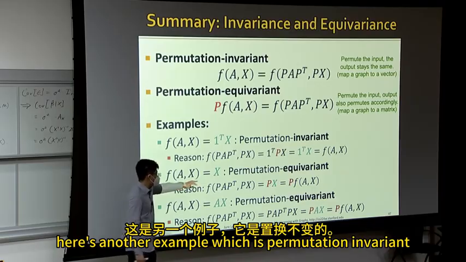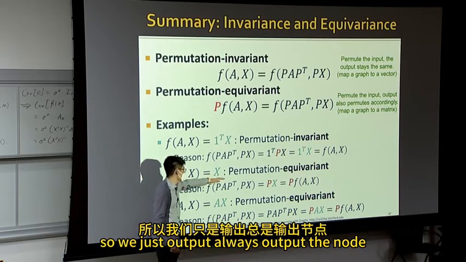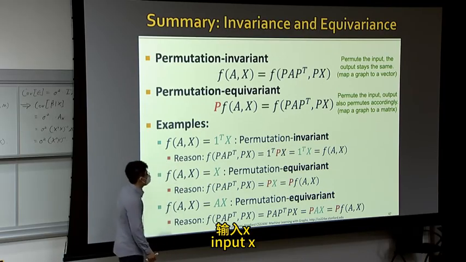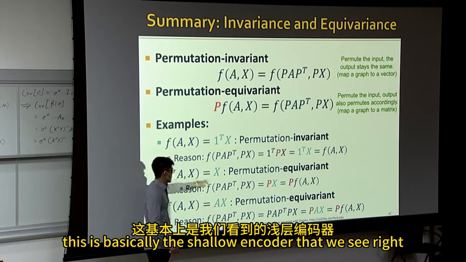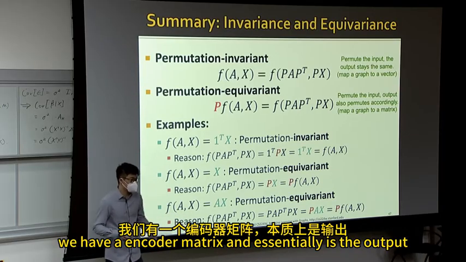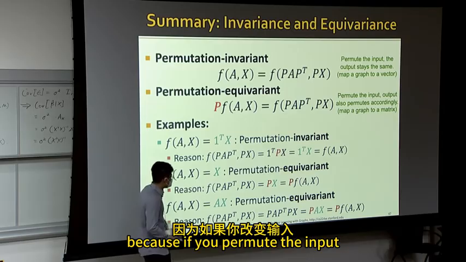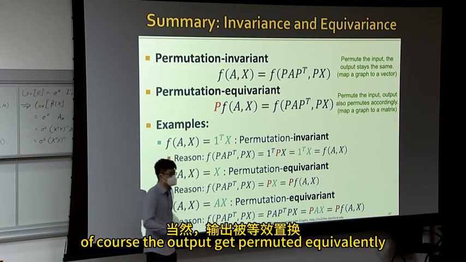Here's another example, which is permutation equivariant, and which is pretty simple. We just always output the node input X. This is basically the shallow encoder that we saw, right? We have an encoder matrix, and essentially it's the output. And it's easy to see it's equivariant because if you permute the input, of course the output gets permuted equivalently.